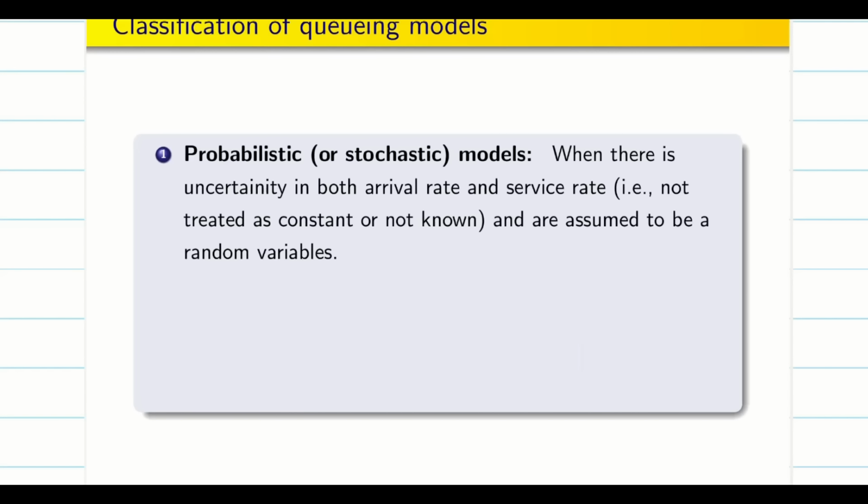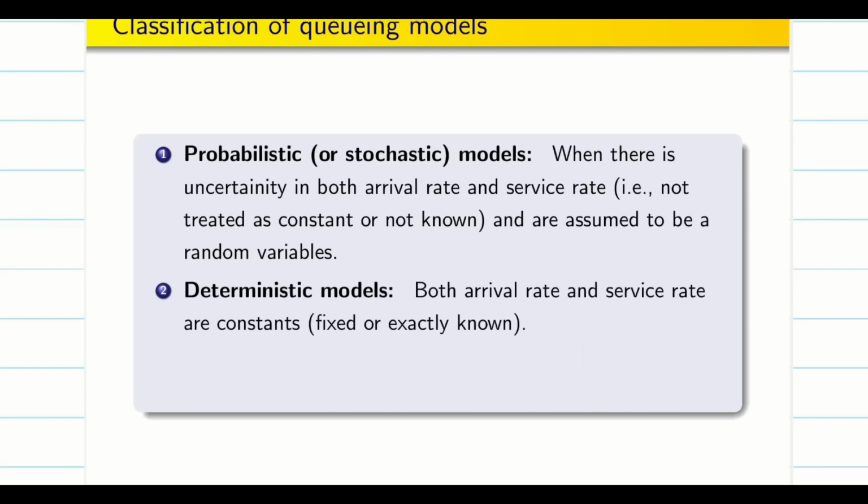Now, the classification of the queuing models: probabilistic or stochastic model. When there is an uncertainty, we don't know, both in the arrival rate as well as the service rate, then we say it is a probabilistic model because of the uncertainty. When both arrival rate and service rate are constant or fixed, or we know earlier that it is exact, then we say it is a deterministic model.